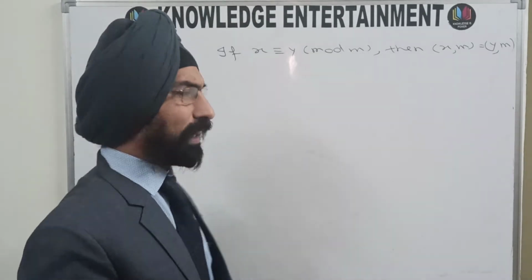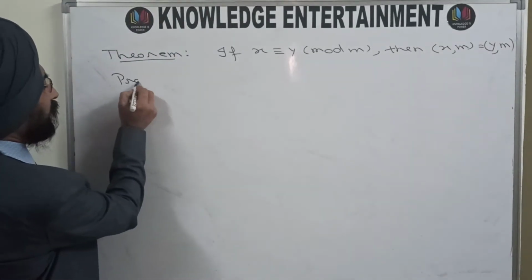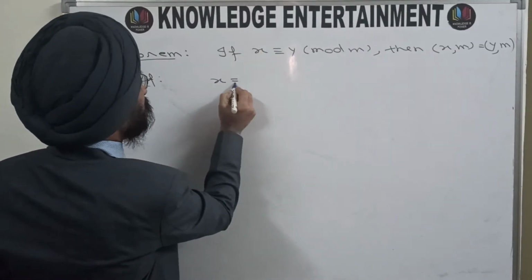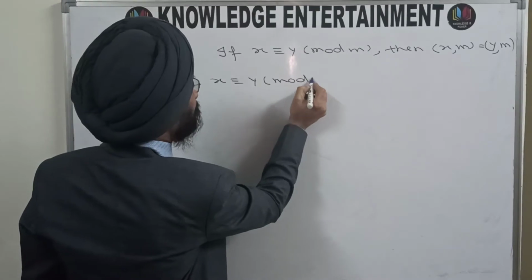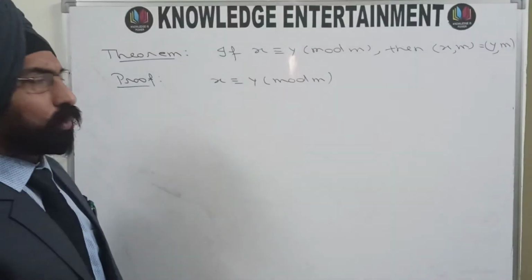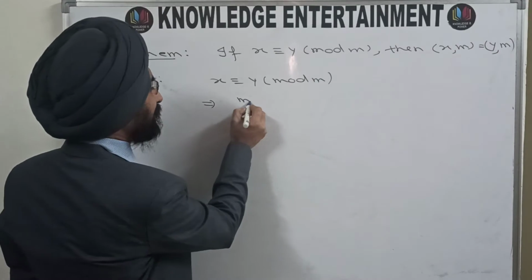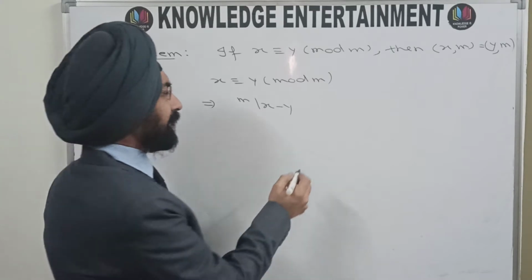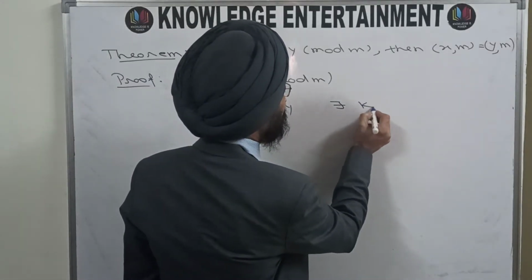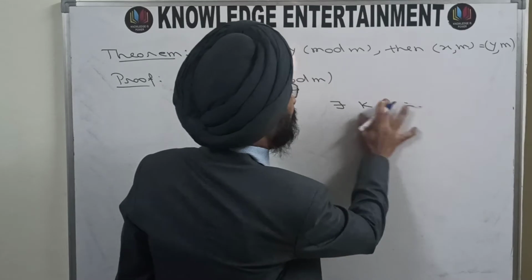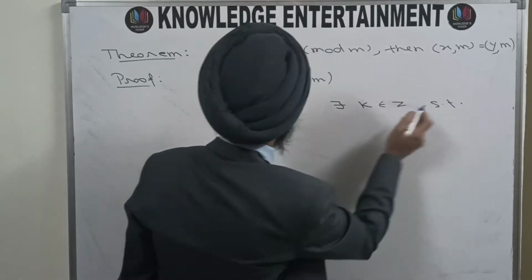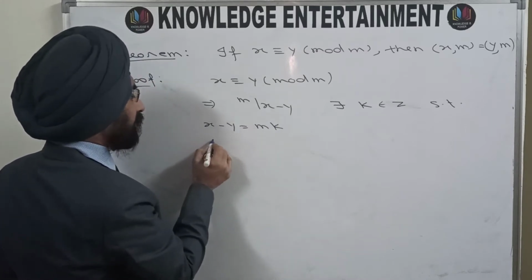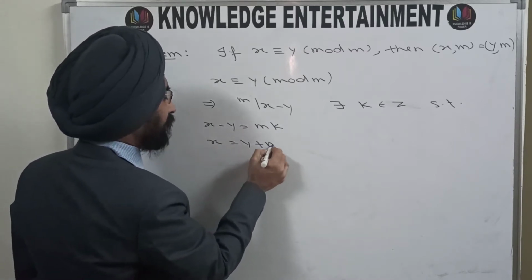And the proof is once again very easy. So let us see how it can be proved. First of all, X is given to be congruent to Y modulo M. Using the definition of congruences, we can write M divides X minus Y. And if M divides X minus Y, then definitely there must exist some integer K, K belonging to Z, such that X minus Y is M times K, or you can say X is equal to Y plus MK.